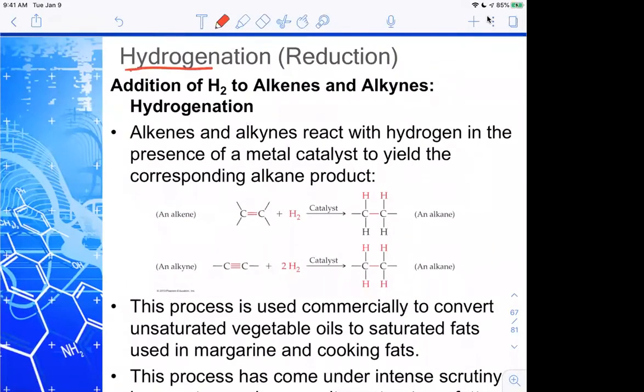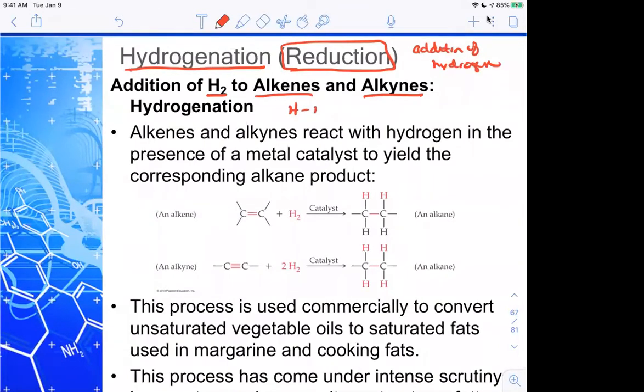Now, remember, hydrogenation. This is the addition of hydrogen. If you can tell, these names give us a lot of information on what is actually happening. That's, of course, by design. This is a reduction. Remember, if I add hydrogen to a species, that is one of the criteria for reduction. So what happens is I add hydrogen to alkenes or alkynes.